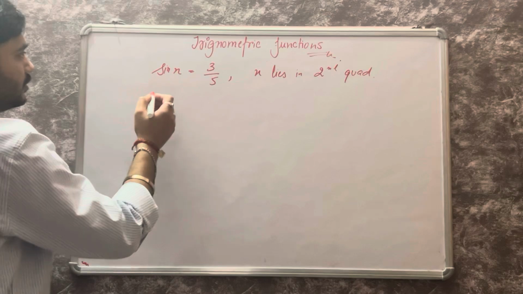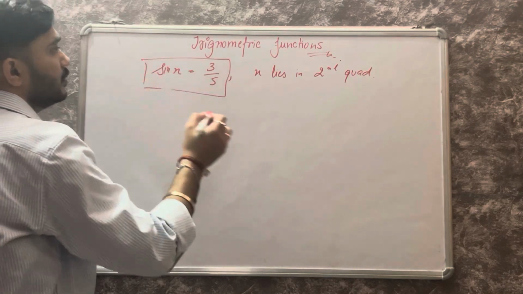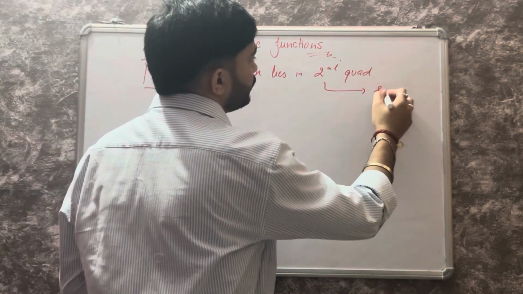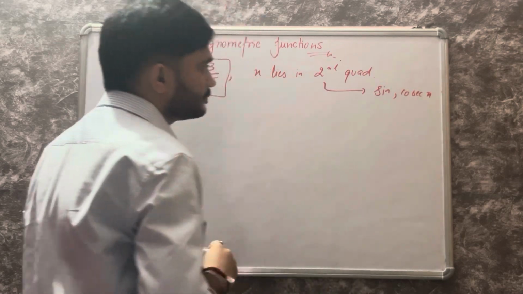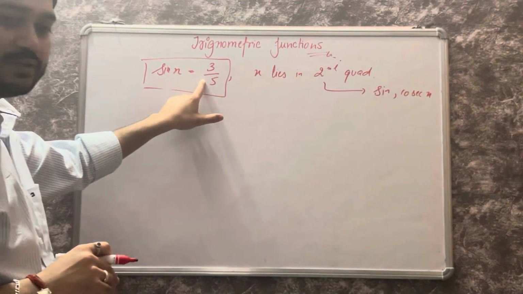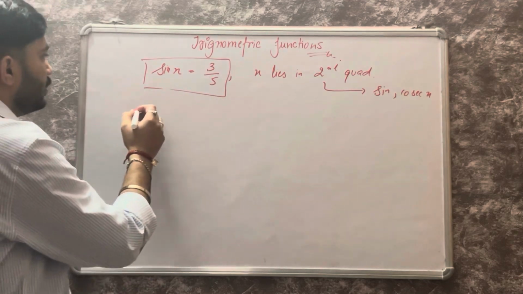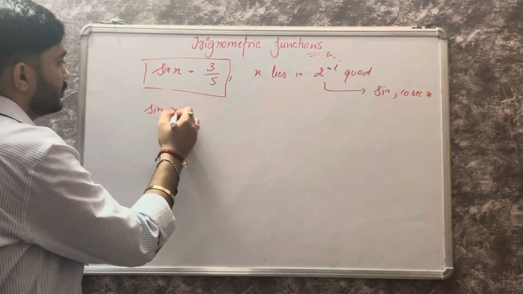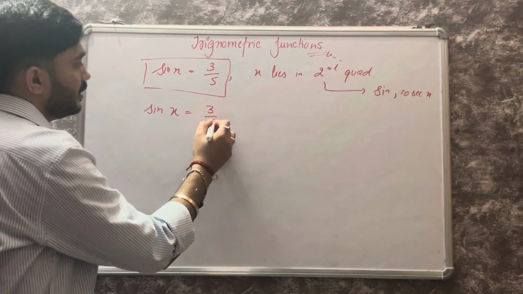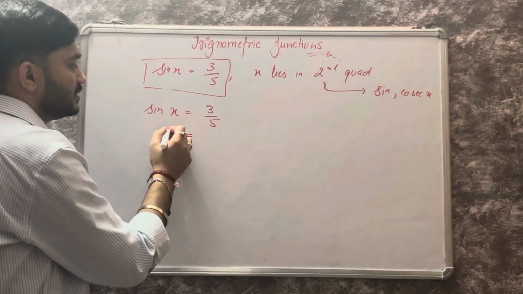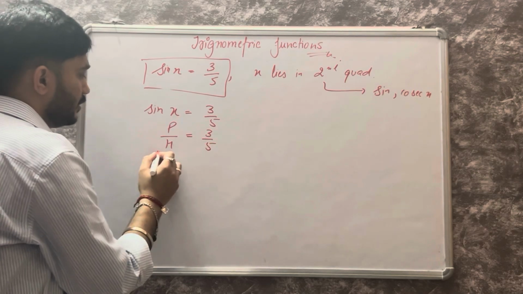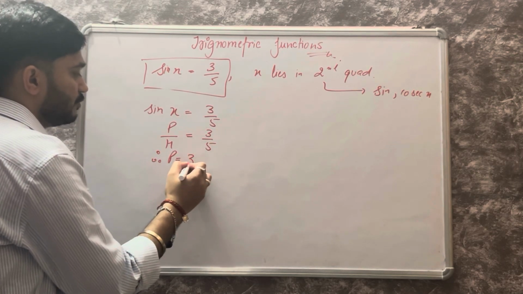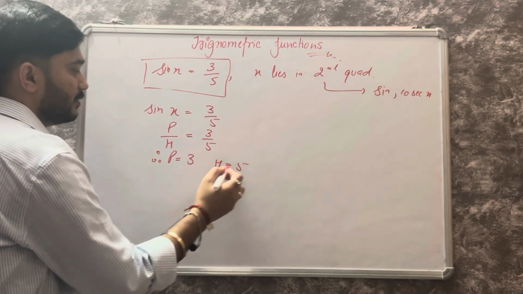So firstly, we know that the second quadrant is home of sine and cosec. That's why the value is positive. Here sin x is equal to 3 upon 5. Sin x represents perpendicular upon hypotenuse, so 3 by 5. Therefore the value of p is equal to 3 and h is equal to 5.